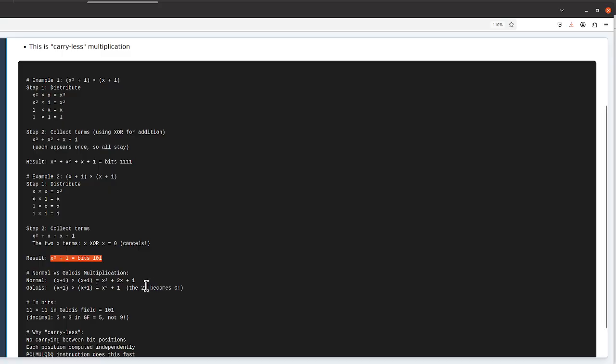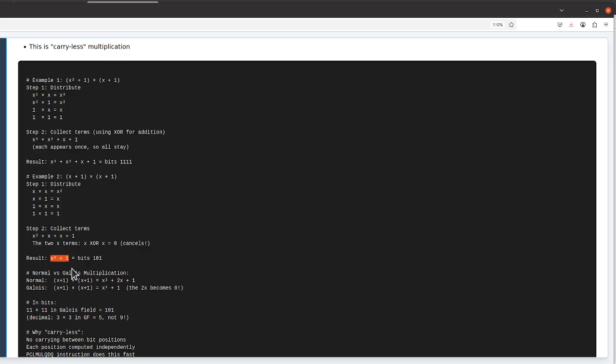The polynomial x plus 1 forms the bit pattern 1 1. Reading from left to right, the first 1 represents x, and the second 1 represents the constant. Next, we multiply 1 1 by 1 1. This results in x squared plus x plus 1. After performing an XOR operation, this simplifies to x squared plus 1, which is the bit pattern 1 0 1. You can verify this. 1 1 in binary is 3 in decimal.